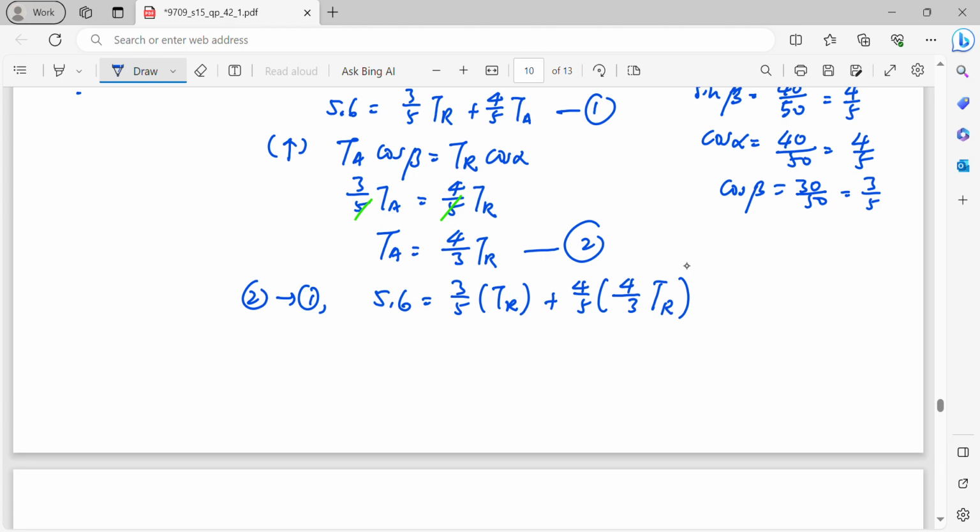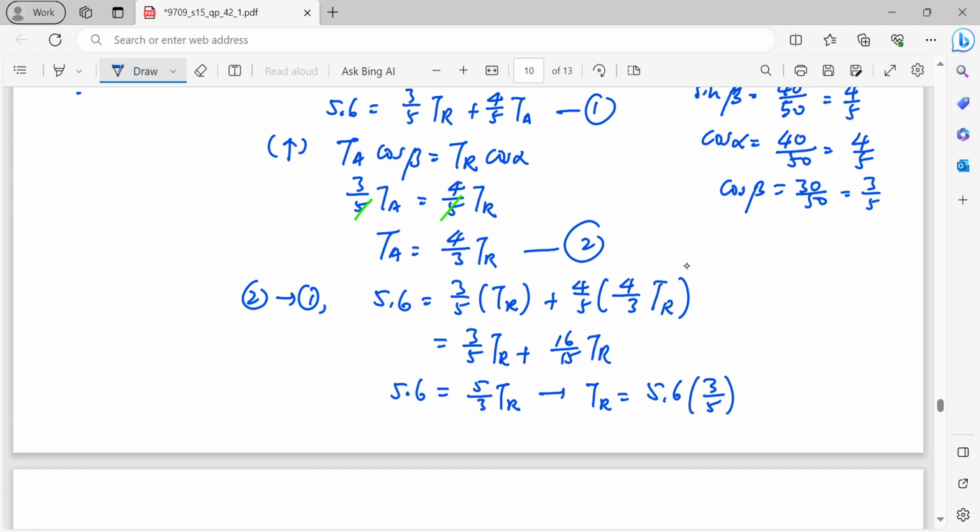Okay, so now I will get 3 over 5 TR plus 16 over 15 TR. So at last you will be getting 5 over 3 TR. Then my TR is going to be 5 over 3 times 3 over 5. Sorry, 5.6. Okay, my TR is going to be 5.6 times 3 over 5 because I need to get the TR as a subject. Then at last you will be getting 3.36 Newton. Okay, that is my TR.